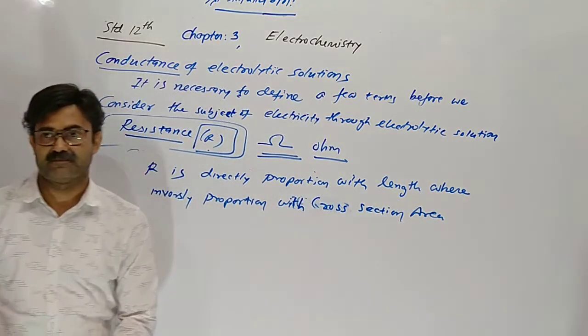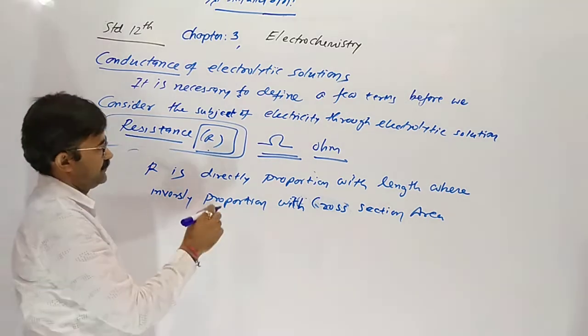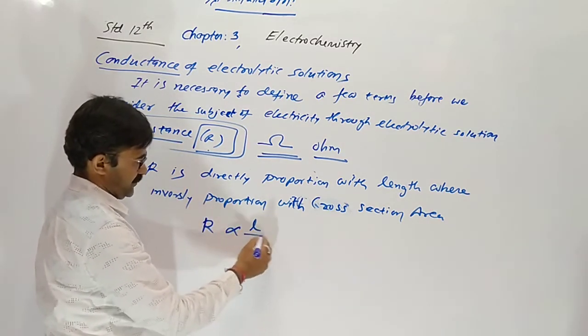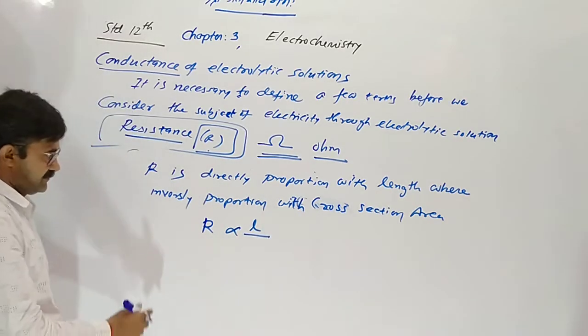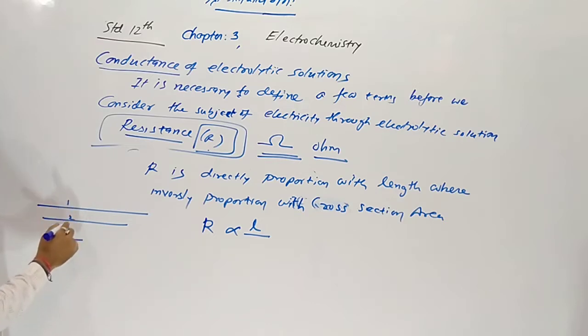What is this, sir? Yes, sir. Here, listen carefully. R is directly proportional to the length. Suppose we take 3 wires, first, second and third. Length is short, intermediate and long.